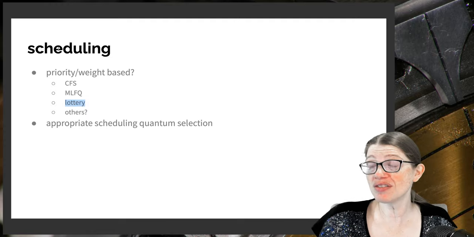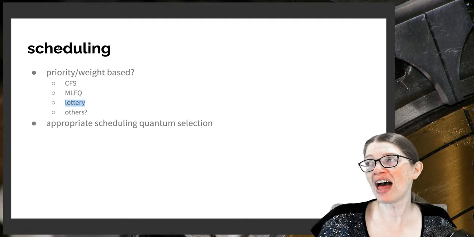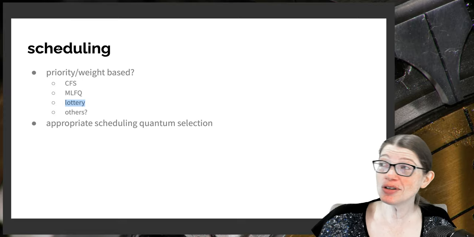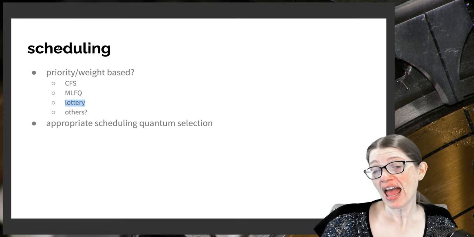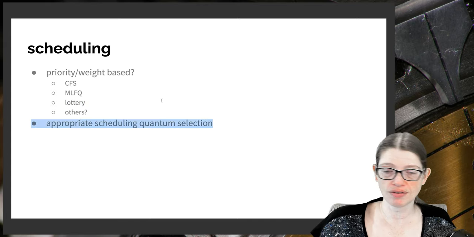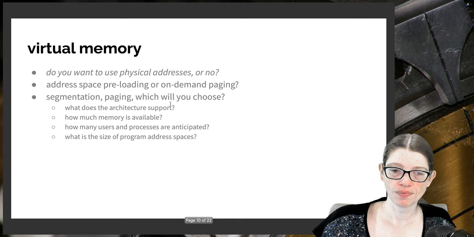And then there's lots of others that you could do as well. Could you add priority to first come, first served? How would you do that? How would you modify that to include priority? And based on that, we also need to choose, of course, our scheduling quantum.